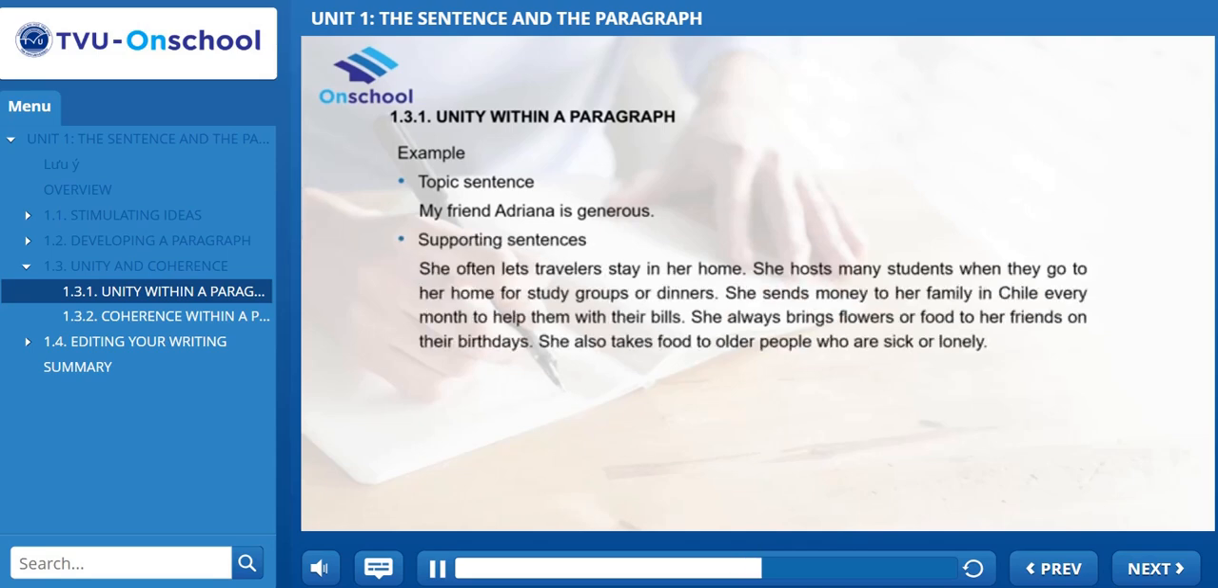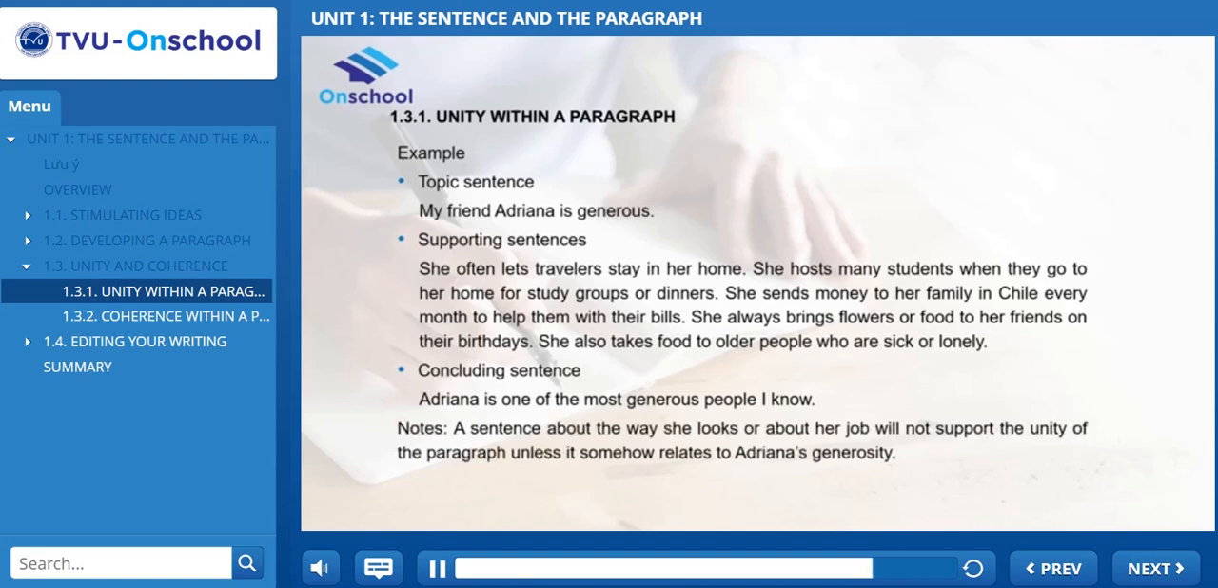As you can see, all supporting sentences have "she" and provide details to illustrate that the writer's friend is a generous person. And the concluding sentence restates the main idea, but in a stronger way. You need to be careful when providing other details about the topic sentence. If the details do not prove how generous she is, they are not relevant. For example, if you describe how she looks or about her job without relating it to her generosity, your paragraph does not meet the unity requirements.